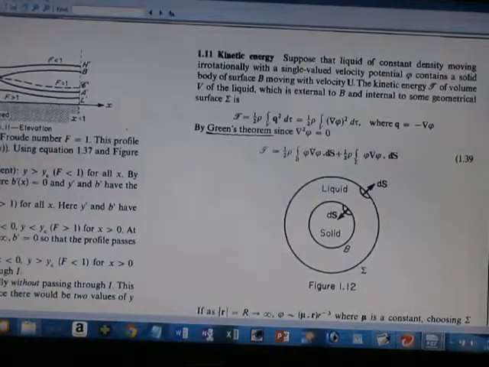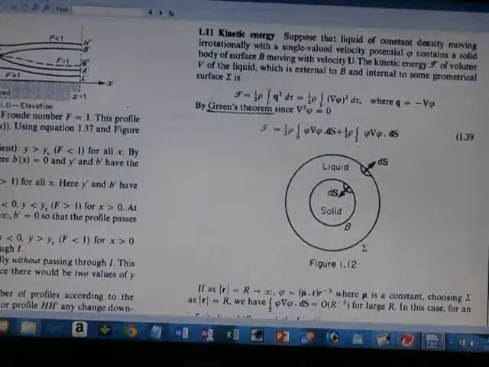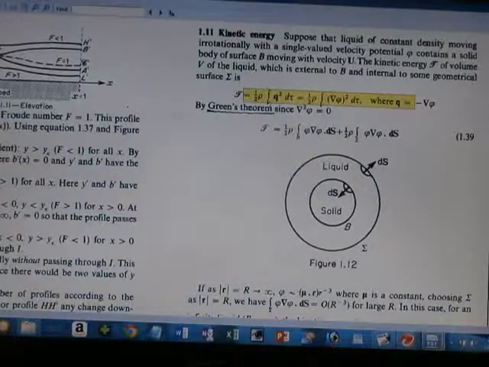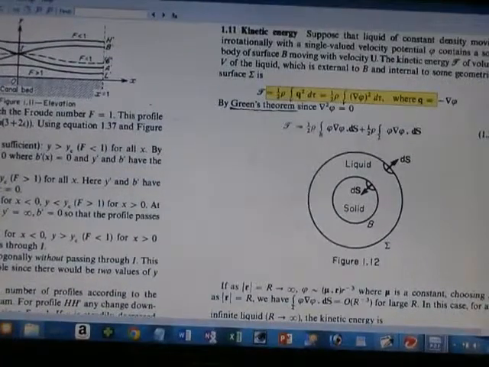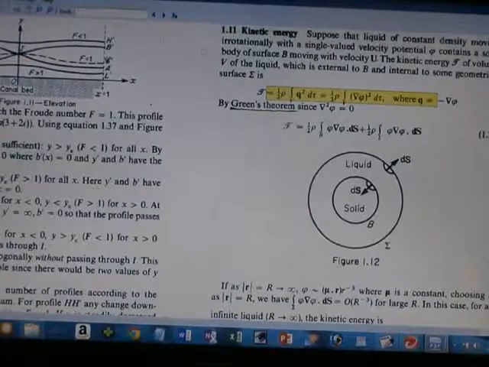So this will be the kinetic energy in the fluid. When the fluid flows, you see that there's kinetic energy. For the kinetic energy of the fluid, you use this equation. This equation represents the kinetic energy of the fluid. So, fluid kinetic energy.